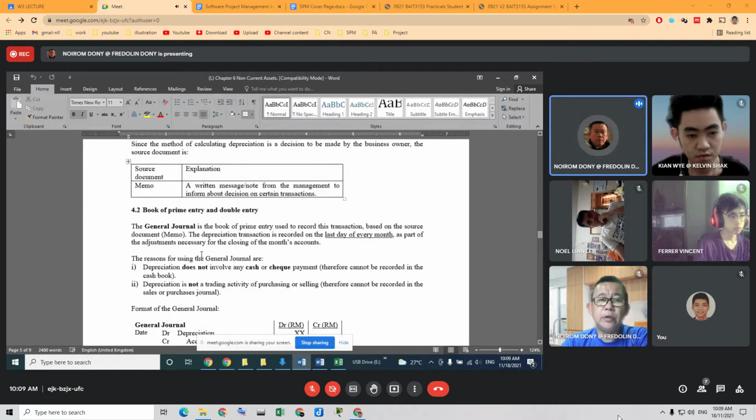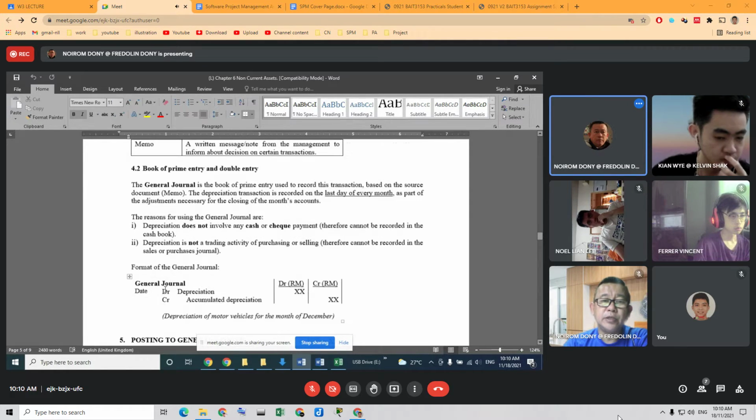Now, the reason why we use the general journal is because of what I've said just now. It doesn't involve any cash. It doesn't involve a cheque. Therefore, it cannot be recorded in the cash book. And it is also not related to the purchasing or selling cycle, so it cannot be recorded in the sales or purchases journal, or returns inward or returns outward. So that is the reason, two reasons.